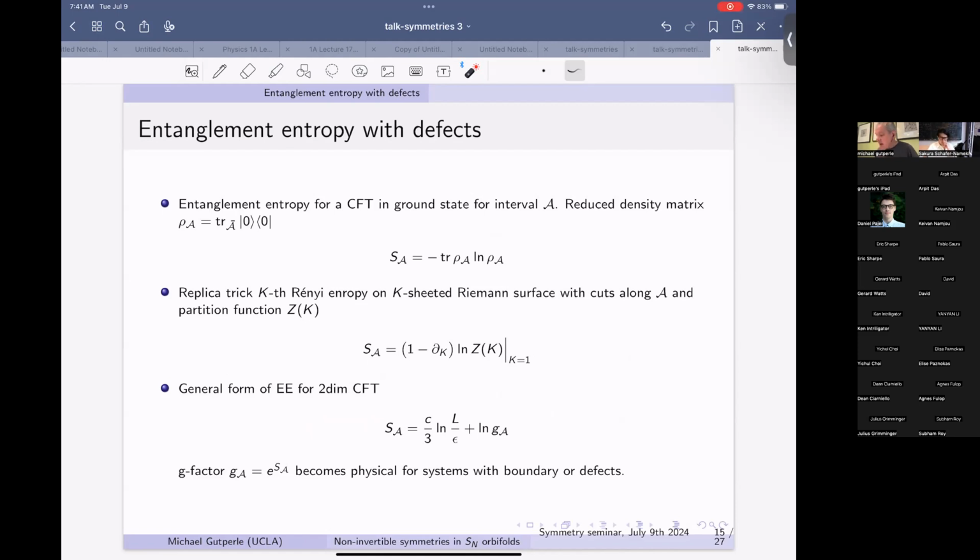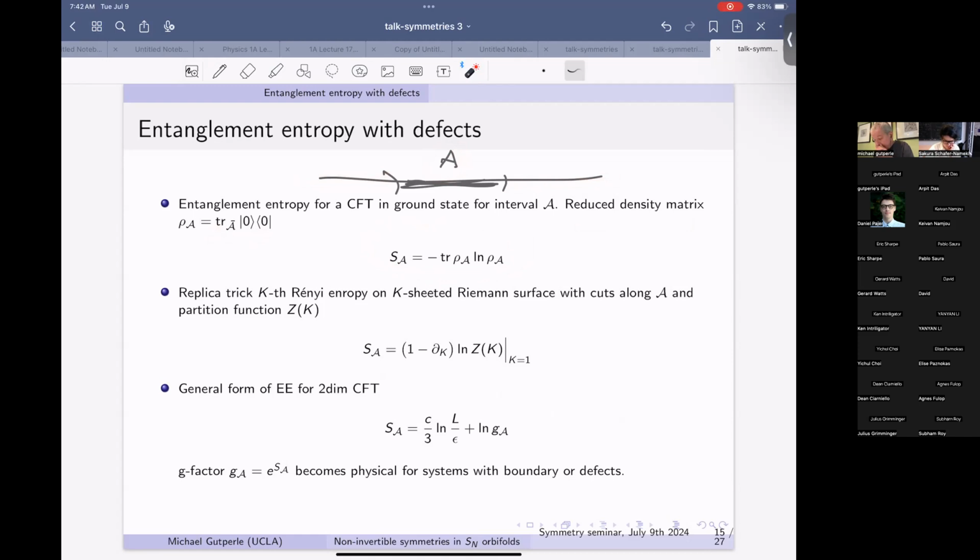So we have the notion of an entanglement entropy in a CFT. This is the simplest setup. We take a CFT, we take a region A, and then we look at the reduced density matrix, where we trace over the complement of A, and then we look at the von Neumann entropy, which would be the entanglement entropy, which measures the entanglement of the region A with its complement.